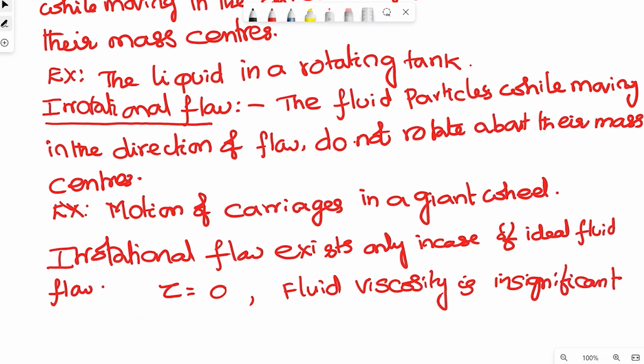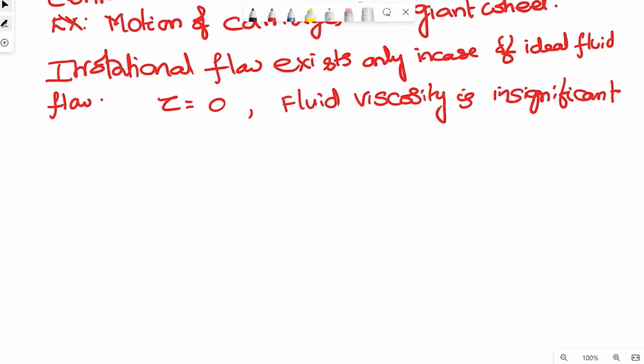When we talk about irrotational flow, the first thing that should come to your mind is the giant wheel example. It is moving in a circular path, but each carriage is always standing in vertical position. They don't rotate while moving in the direction of flow, which is circular. Just because the flow is in circular motion, it need not be rotational flow. Even if the flow is in a circular path, the velocity of any fluid particle at equal distance is equal at all places. That is why the carriage is always in vertical position, and if you observe from the bottom, the carriages are not rotating.